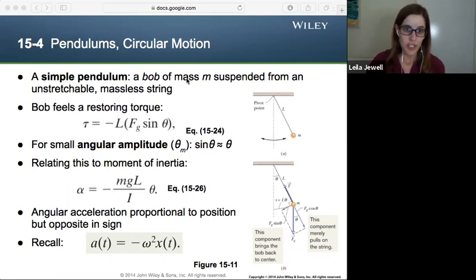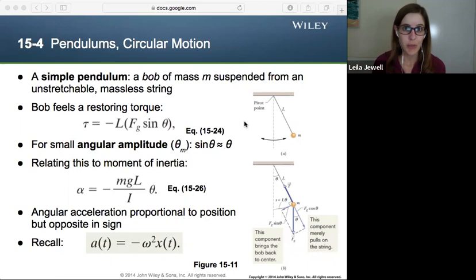Now, once it gets pulled to one side, the bob feels a restoring torque, which you could show could be calculated with the length of the string times the force of gravity times sine of the angle between those. Now, more often than not, rather than focusing on any possible angle, we look at a small angular amplitude where theta max isn't too big in terms of how far out it swings. In that case, sine of theta is approximately equal to theta.